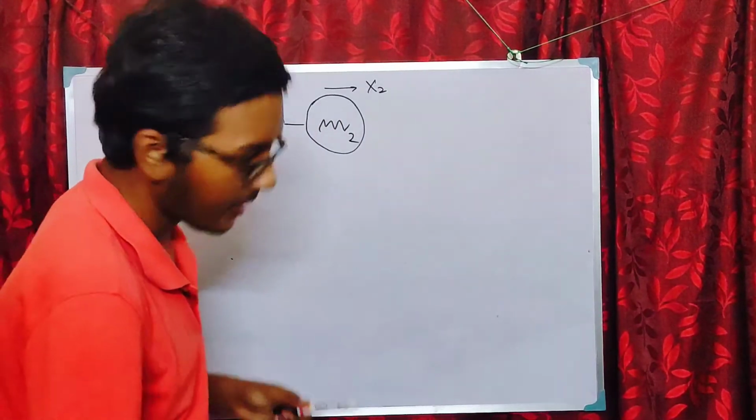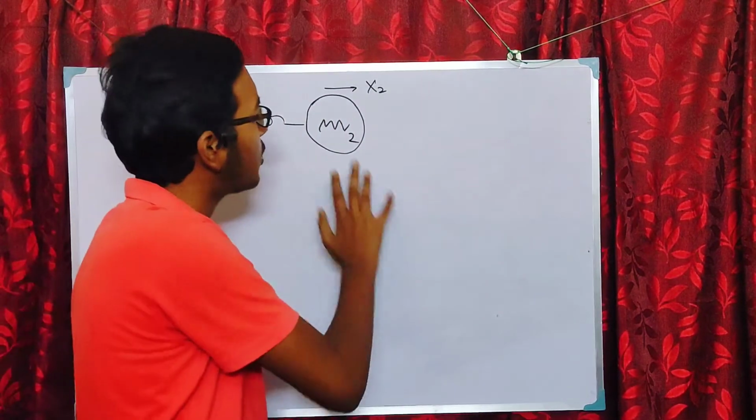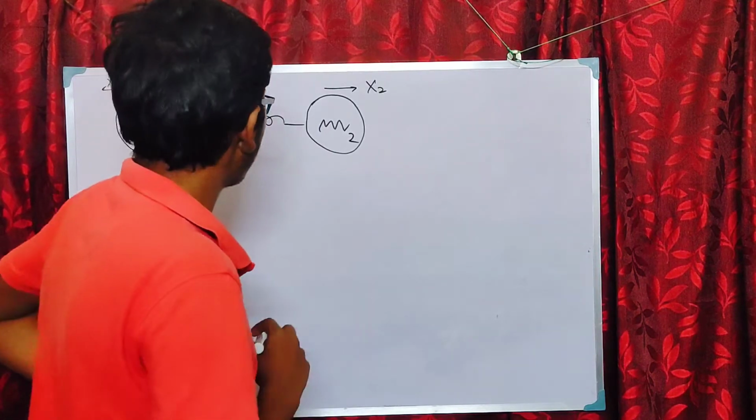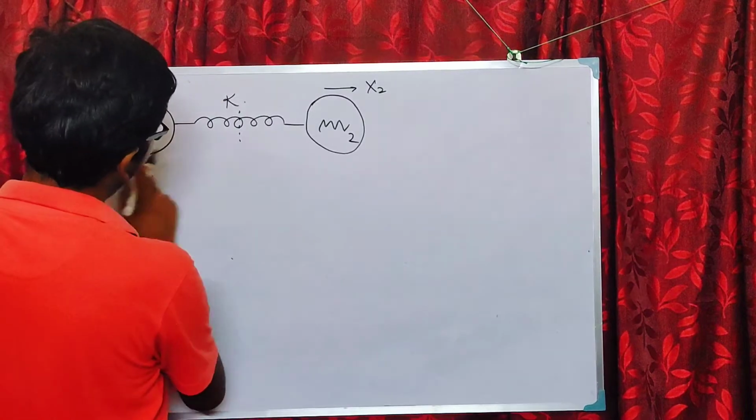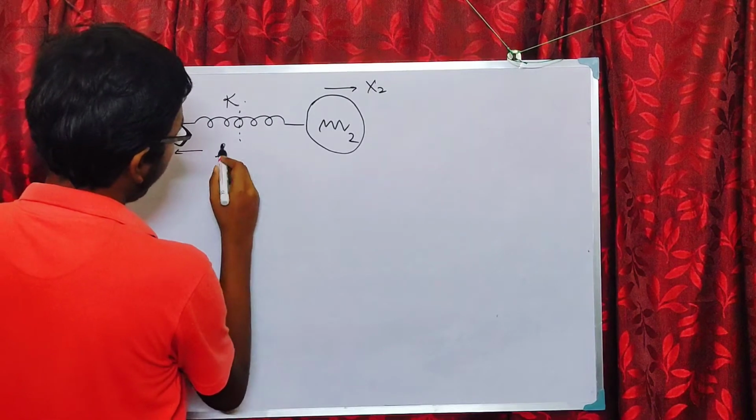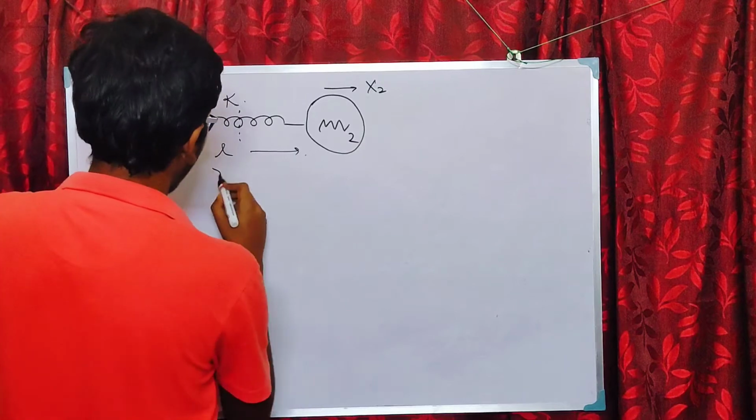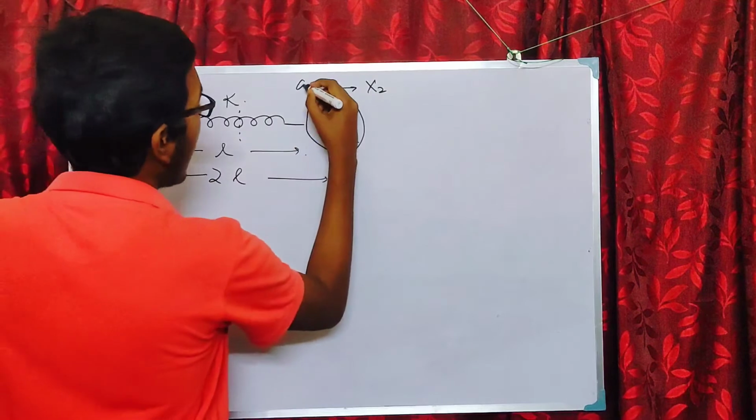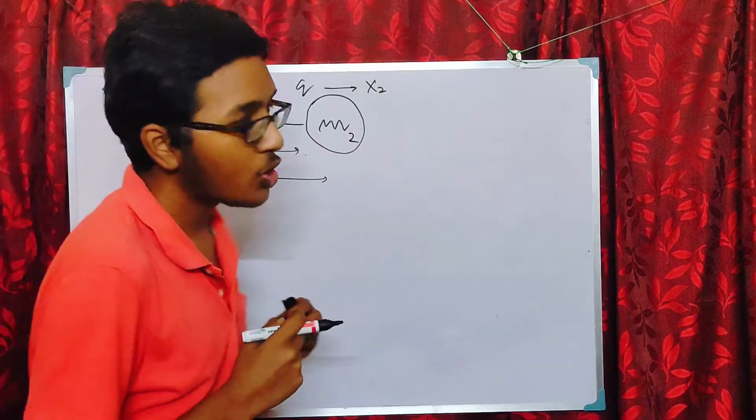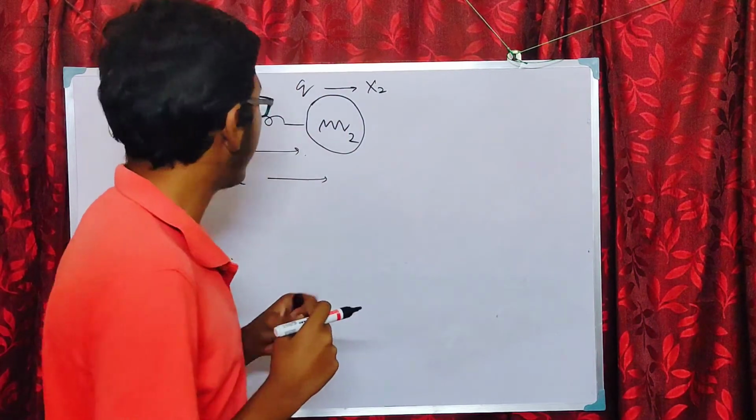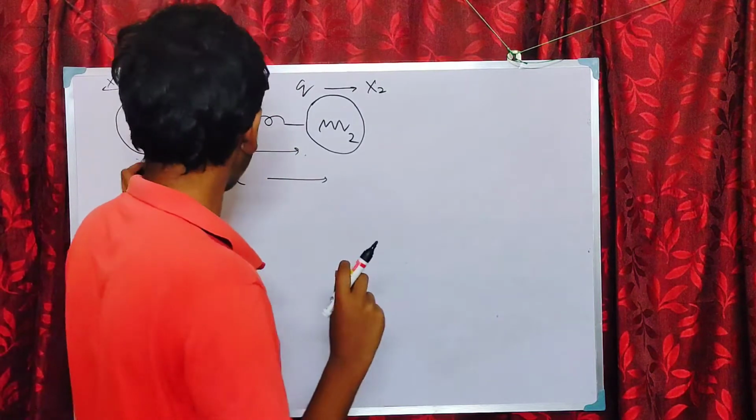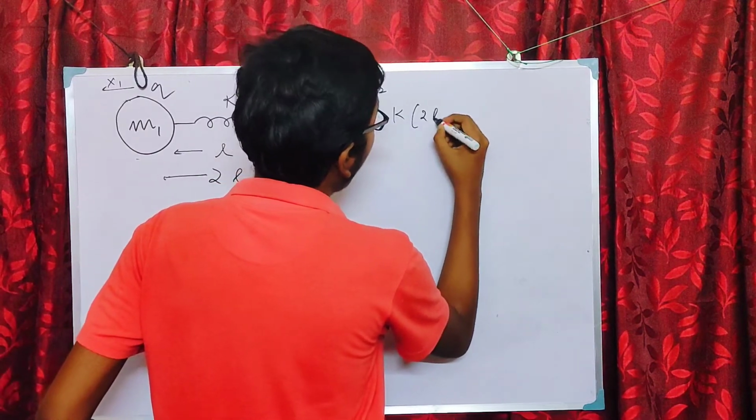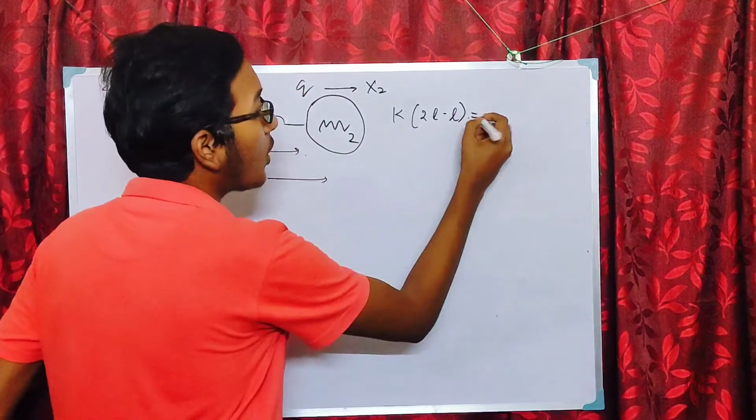I'm leaving the masses as m1 and m2 only because it seems a bit more general. First, if the natural length was L, now the natural length has become 2L, and both of these are charged to a charge Q. So first let us write the equilibrium condition because the length has changed from L to 2L. I can write k into 2L minus L is equal to what would happen?